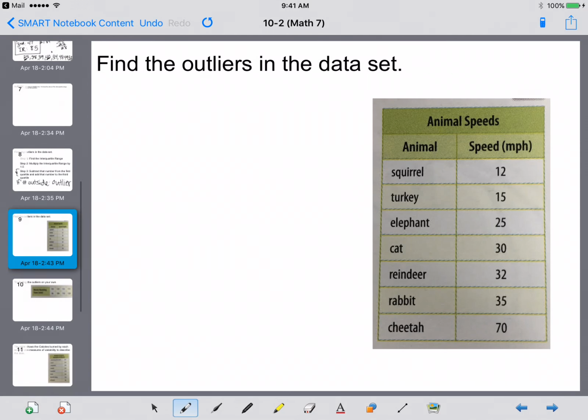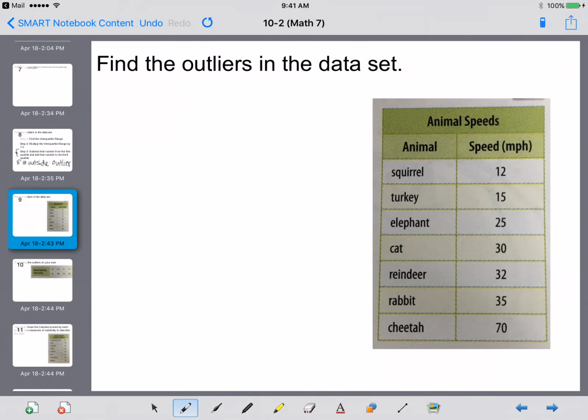So in this set, step 1, we need to figure out our interquartile range. So we need to take our numbers, and looking over here, it looks like they're in order. So we don't have to change that, but we need to figure out our first and our third quartiles so we can figure out what that interquartile range is. So first we need to figure out our median. Our median is 30.